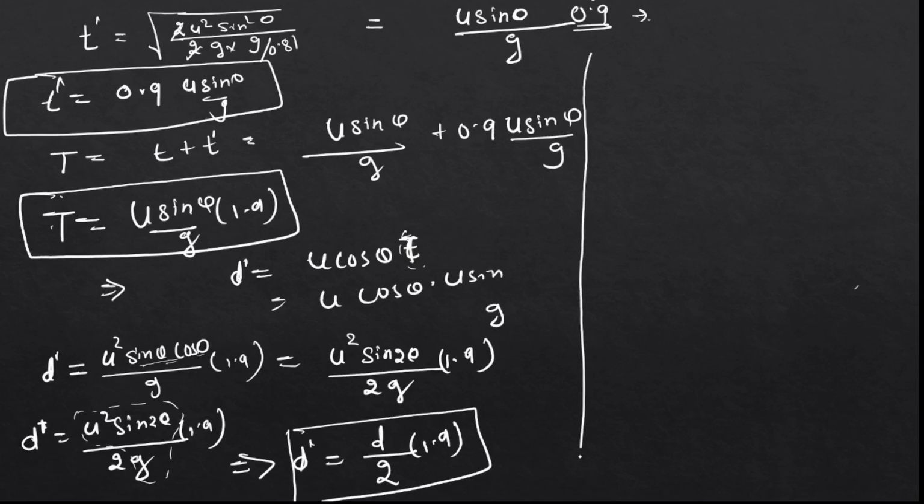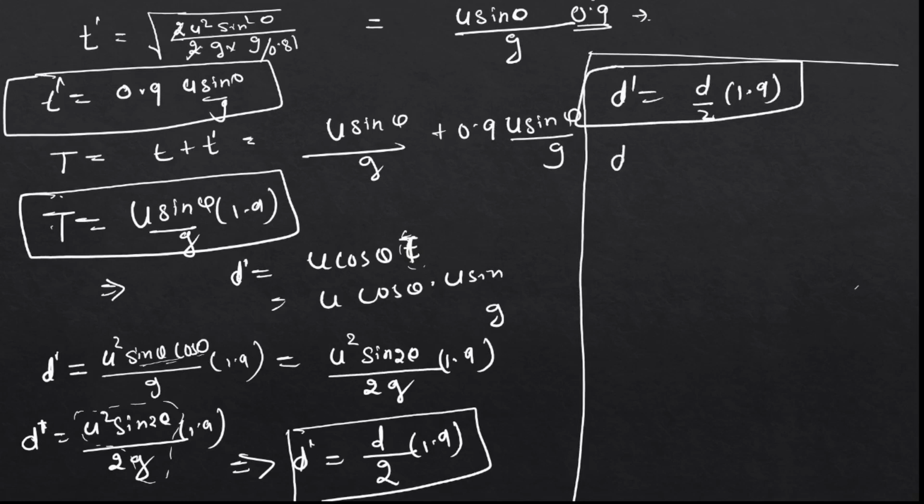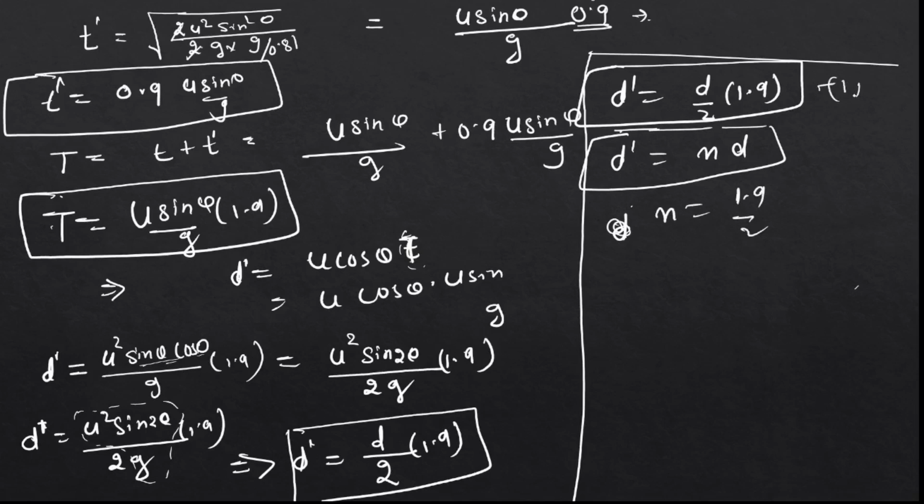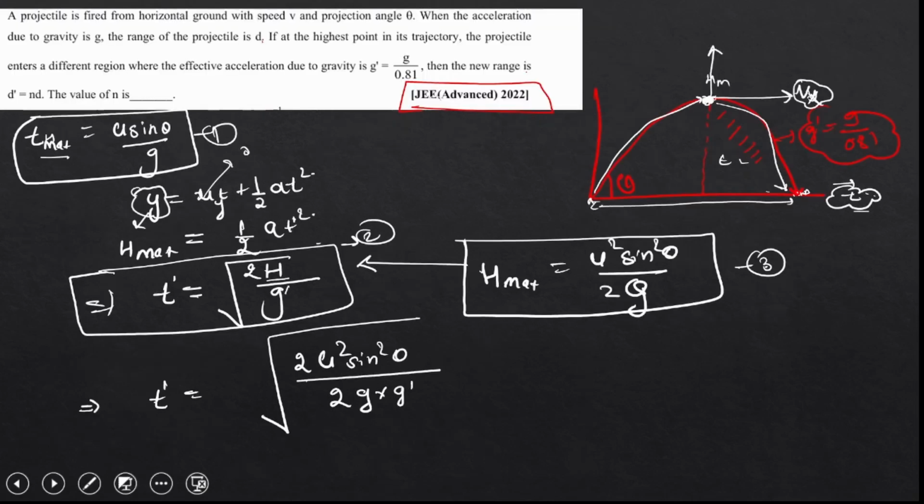Okay, so we are getting this thing, right? And we have also been given that this d dash is equal to n times d. Now just compare the things, from here n will be 1.9 divided by 2, by comparing this equation a and equation b. So this will be the value of n, that integer which was asked, it would be 0.95. This will be the value of this integer which was asked here, right? So this is how you can approach this question.